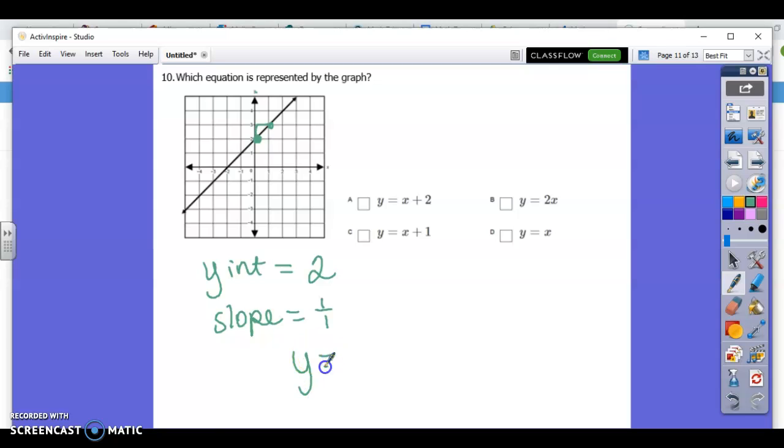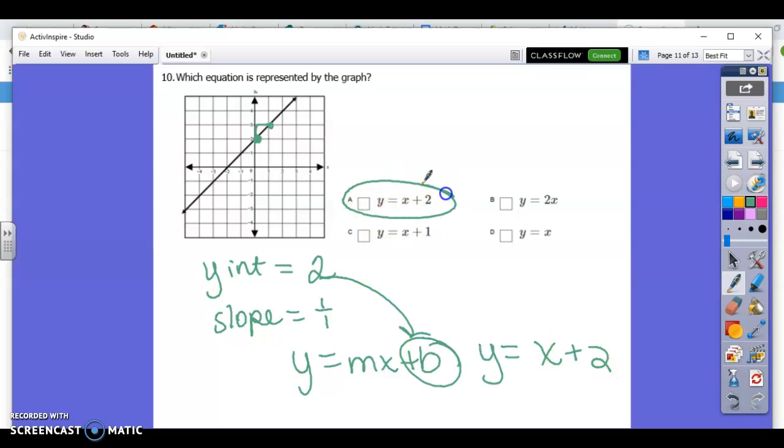So you need to remember slope-intercept form. So we need to put our y-intercept back here, and our slope is 1, so we don't need to write anything. So it would just be y equals x plus 2, because 2 is our y-intercept.